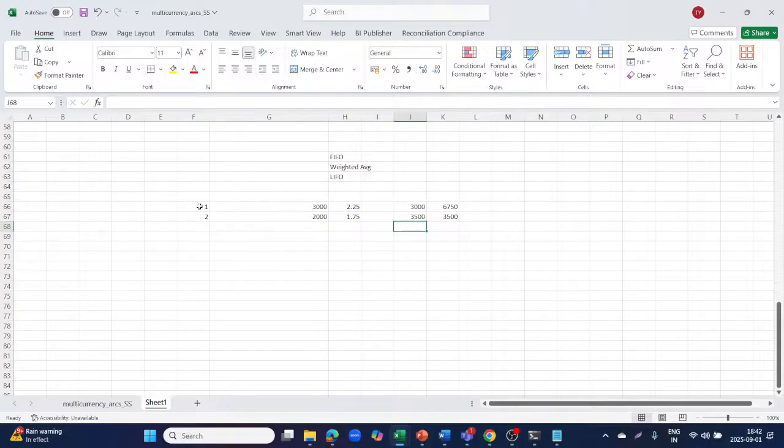Now the third batch is of 5000, cost is 2.5, so 5000 into 2.5 is your 12500. So goods available for sale are 12500.